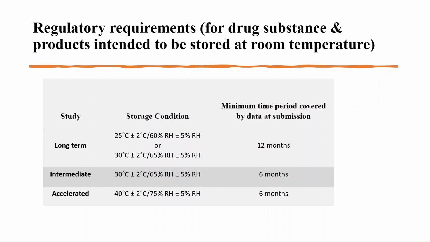Now, one thing that you have to keep in mind is that whenever you are submitting your dossier, a minimum of 12-month long-term data has to be submitted along with 6-month accelerated data. And in case you are submitting intermediate data, 6-month intermediate stability study data has to be submitted. This is the minimum requirement. Without this, your dossier won't be accepted for review.